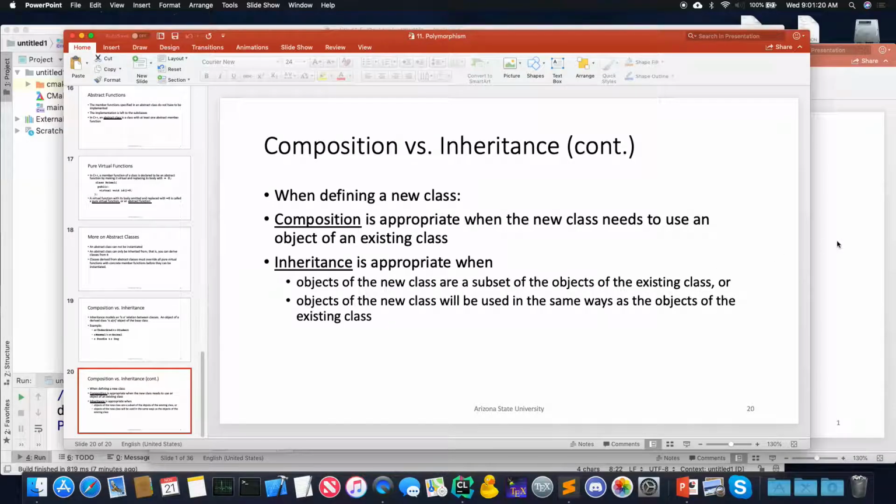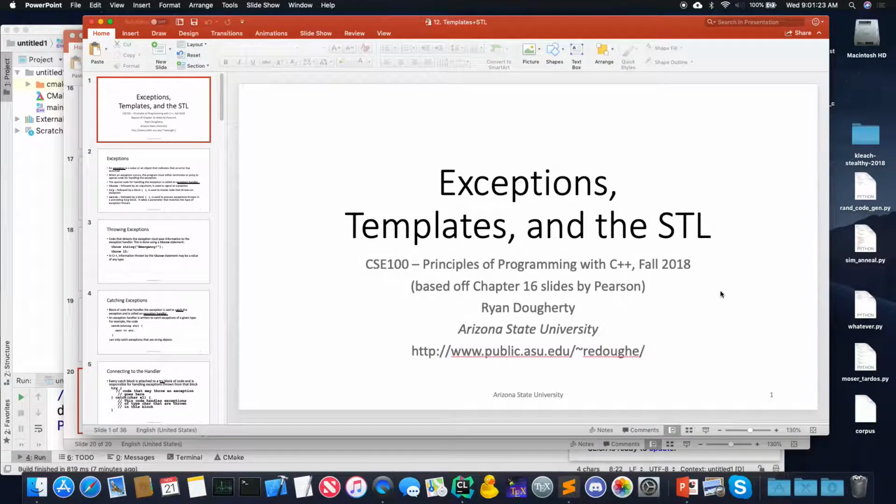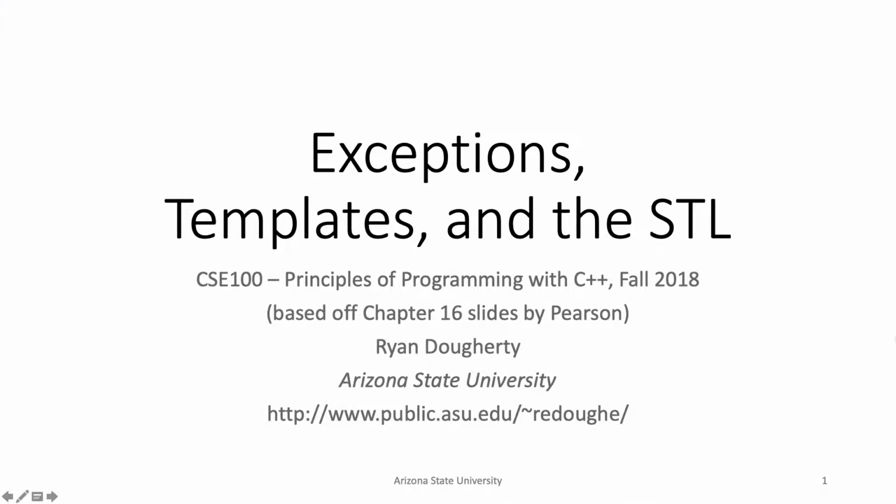Okay, so I want to get onto the next set of slides. I want to hopefully get through this by Wednesday next week, but we'll just see what happens. So this is where the expressibility of C++ really takes off. It doesn't give us much more power than what we had before, but the expressibility is far better with these three tools, namely exceptions, templates, and the STL, which stands for Standard Template Library.